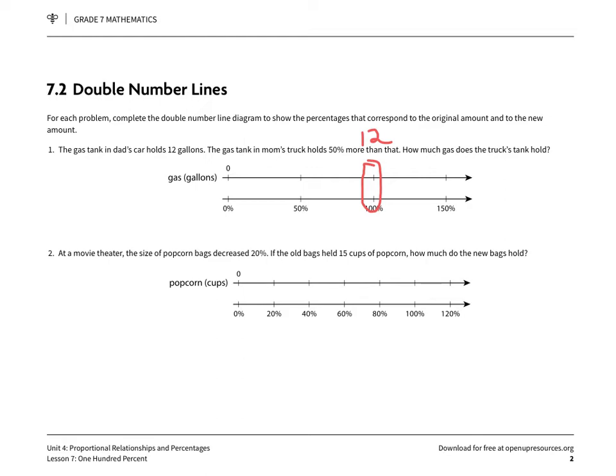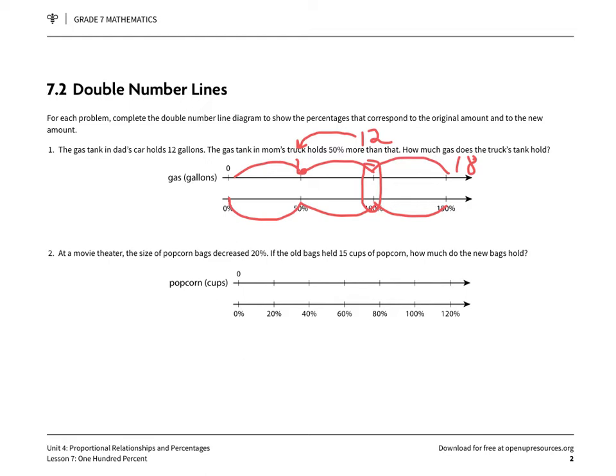So let me figure out what 50% of that would be. Well, 50% is half, which means 50% would be 6 gallons. So 0 gallons, 50% is 6 gallons, 100% is 12 gallons. And then I can easily calculate 150% would be another 6 gallons, or 18 gallons. So these double number lines, they're a nice, easy way to kind of visualize percentages.